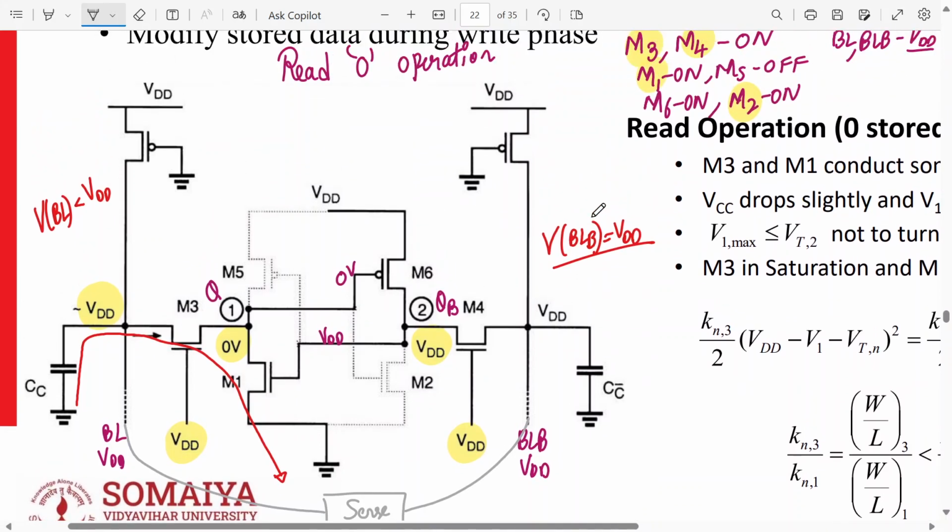But you're blindly designing the W/L ratio the same for M1 and M3. Will it work if I keep M3 and M1 the same? Whoever has a W/L ratio greater than the other is more powerful. So tell me which should be stronger? M1 should be stronger or M3 should be stronger? For a fast reading of 0.